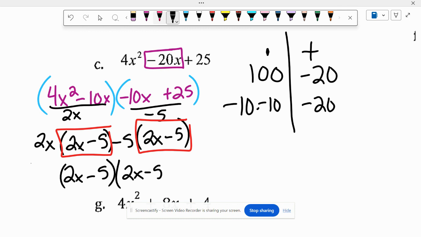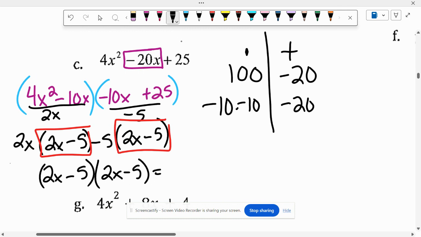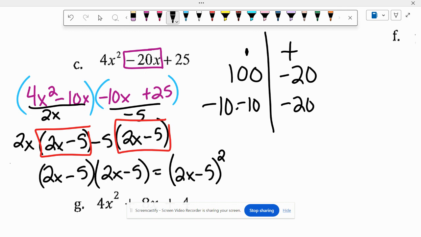2x minus 5. Is there a better way to write this since I'm multiplying the same thing times itself? 2x minus 5, the quantity squared. Absolutely. 2x minus 5, the quantity squared.